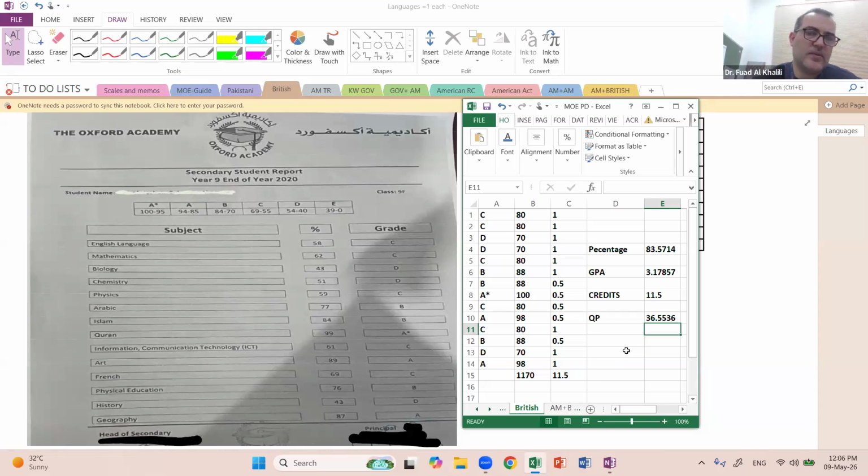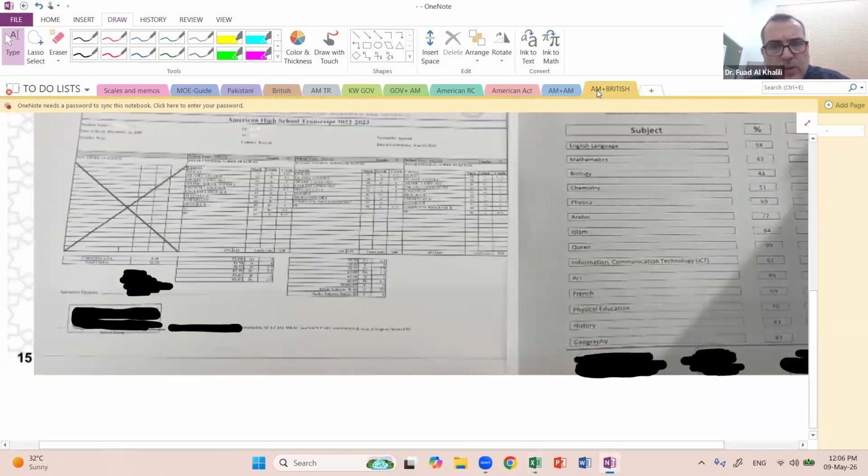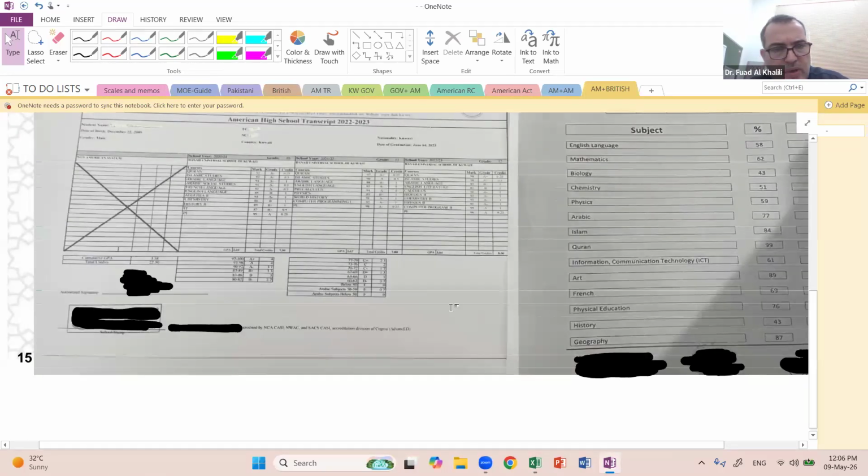So a report card that does not have credits, honestly speaking, is really a problem. So we try to have all students accepted in our school with clear credits and a clear letter grade scale, so we don't face problems when it comes to sending their certificates to the Ministry of Higher Education. This was the British report card.